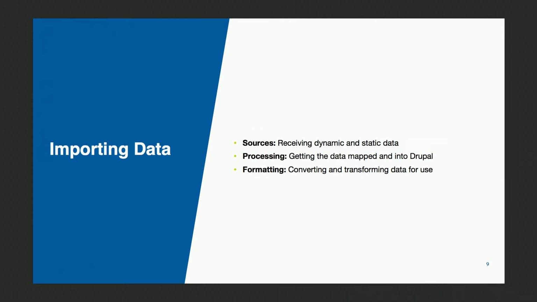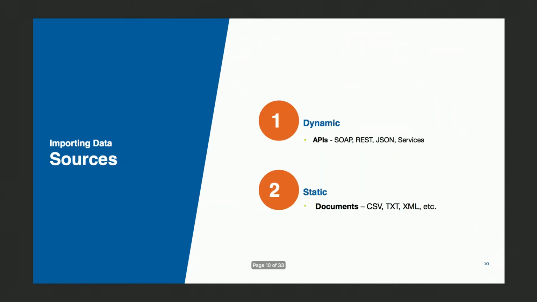So importing data, we have dynamic and static data. Then processing is the next step for turning that data into the proper, or getting it mapped into Drupal. Formatting, make sure that it's able to be put into that field, because it gets kind of picky. So dynamic sources, for this project, the SOAP service, the REST services, JSON feeds, any other dynamic service. Static sources, documents usually, anything that you import from a file.